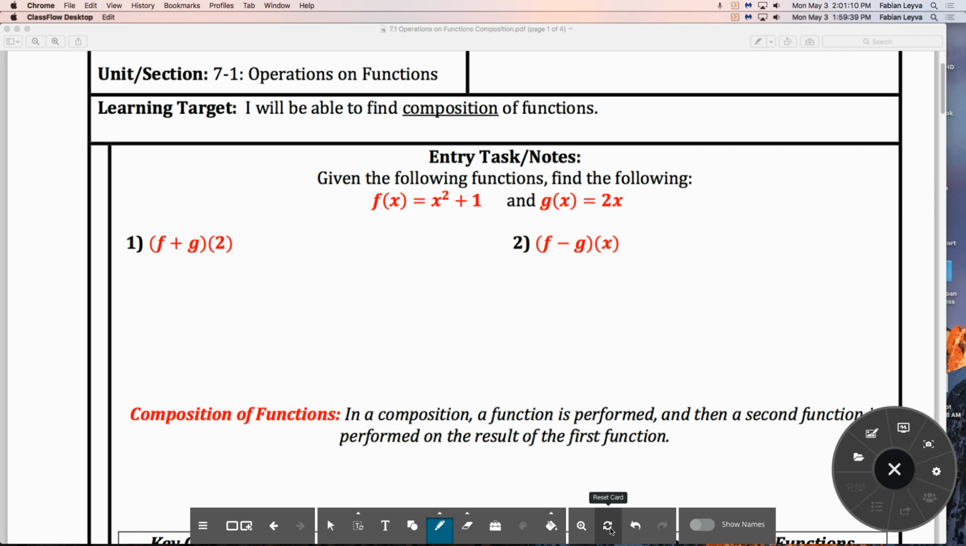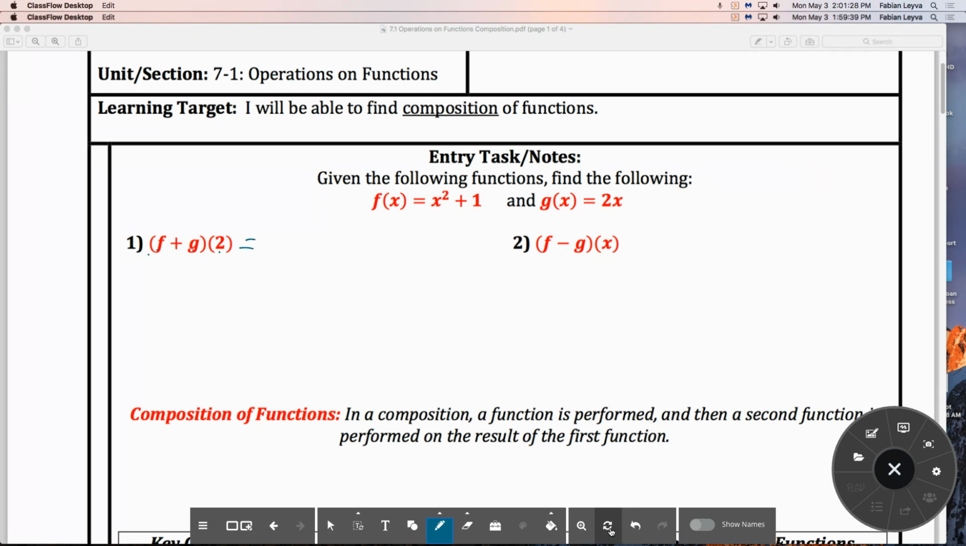Alright guys, so just remember that problems like 1 and 2 are exactly what we covered last week. And it's really just operations of functions. And the hardest thing about operations of functions is understanding what the notation is telling me to do. So if you remember, this is read as f function plus the g function when your input is 2.